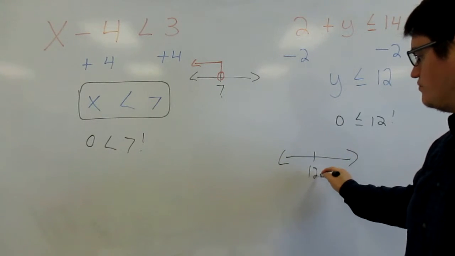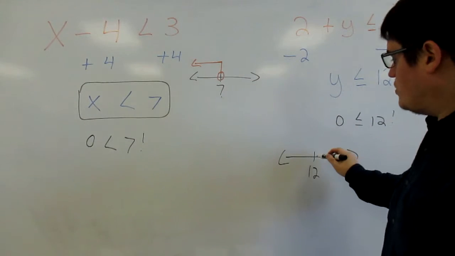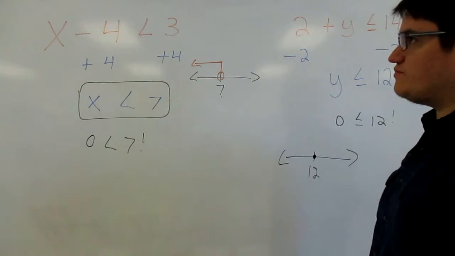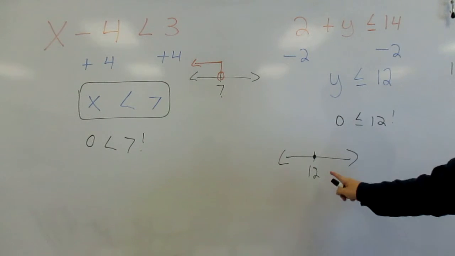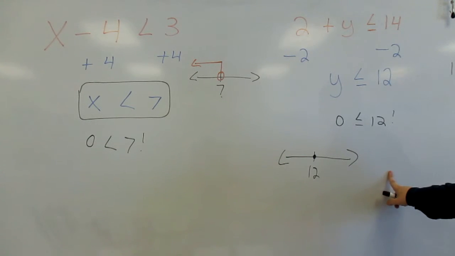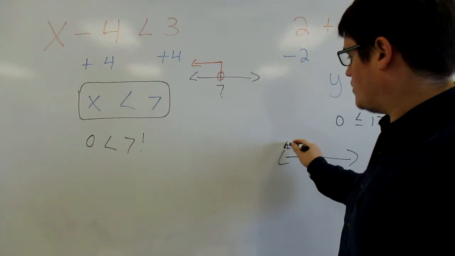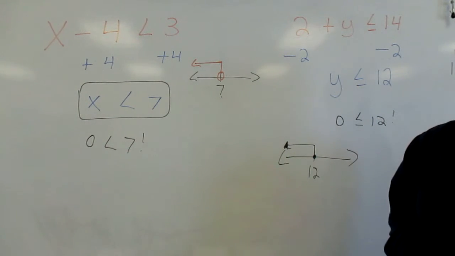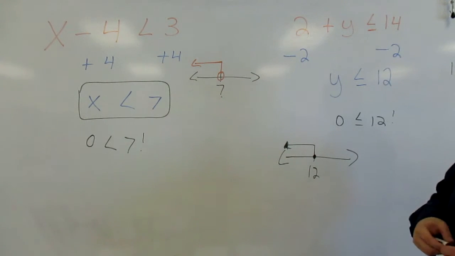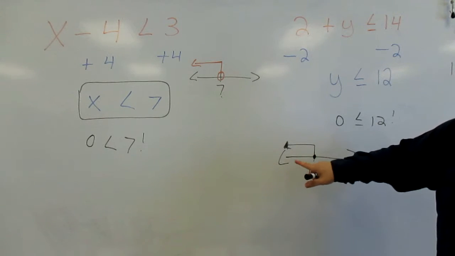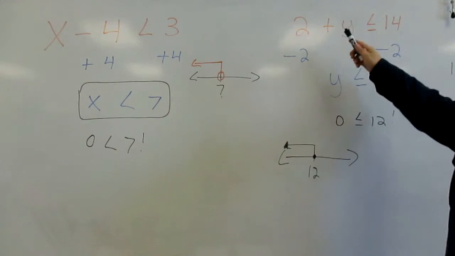12. Now I have less than or equal to. Since I have the equal to, I shade in that dot. And now I'm looking for all the y values that are less than 12. Well, I'm not going to go this way, because those are greater than 12. I'm going to go this way. And there you go. Then again, you should be asking yourself, well, what does this mean? Great. We're saying that if you take any y value that's less than 12, so anything over here, this inequality will be true.